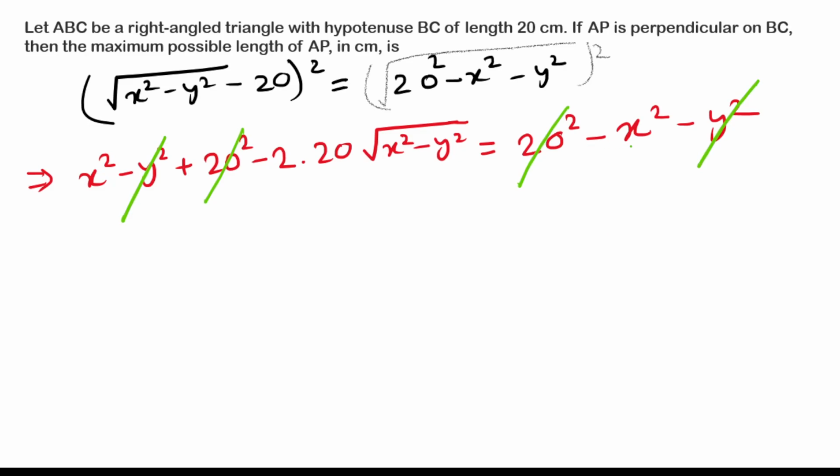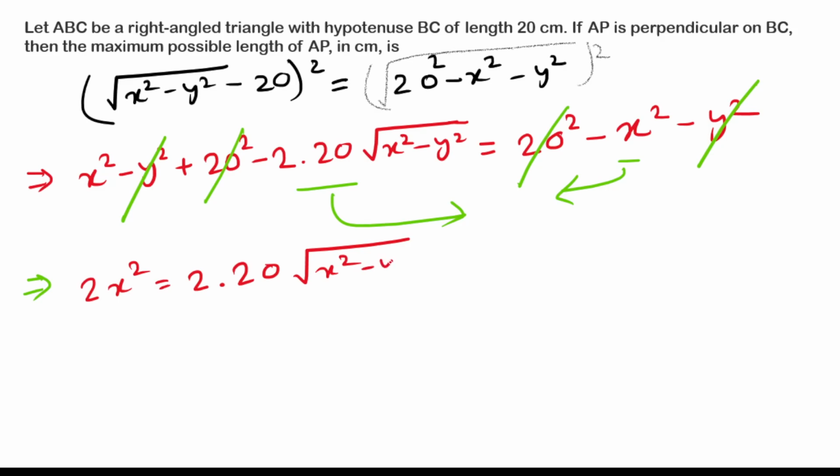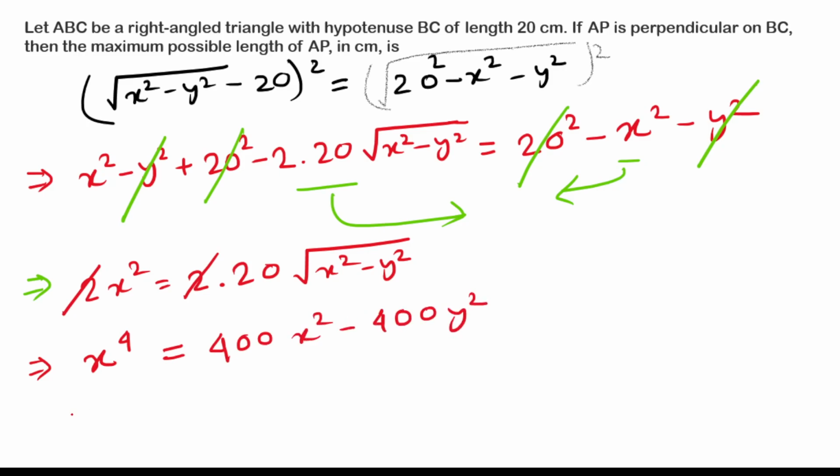Okay. You take this x square this side and you take that side, right? If you do that, what will happen? It will simply happen that 2x square equals to 2 into 20 into x square minus y square under root, right? So this 2 and this 2 will get cancelled. Now I will ask you to square everything again. So x to the power 4 equals to 400 x square minus 400 y square, right?